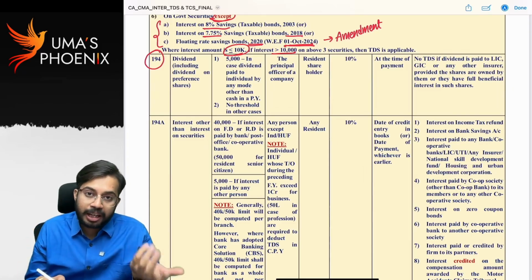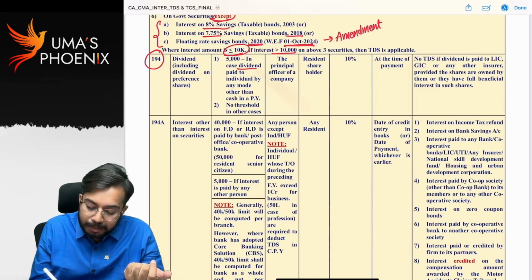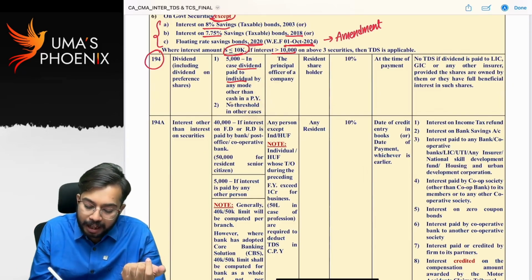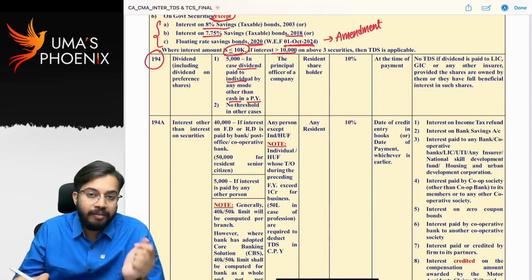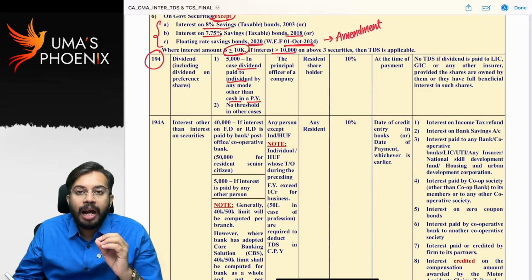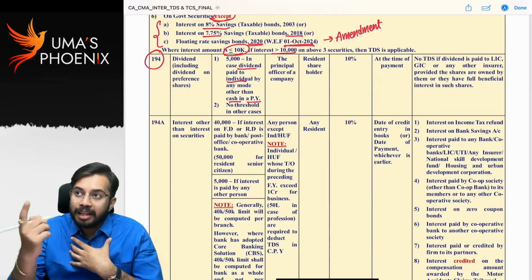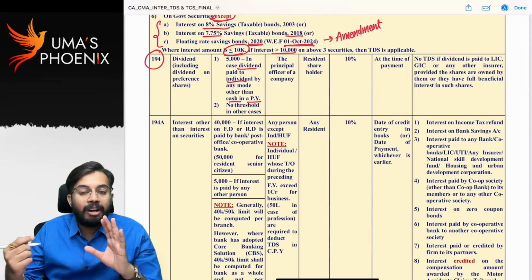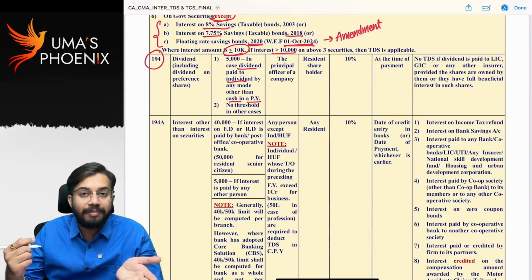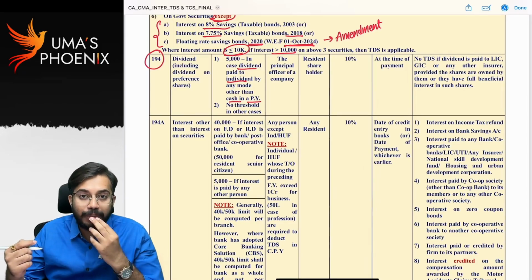What is the threshold limit? If dividend is paid to individual by any mode other than cash in a previous year. Let's say I deposited 20,000 rupees in Reliance Limited. I got a dividend of 2,000 rupees. I am an individual. Reliance Limited is paying dividend to me by way of bank transaction, and amount of dividend is 2,000, which is less than 5,000. TDS is not required to be deducted.